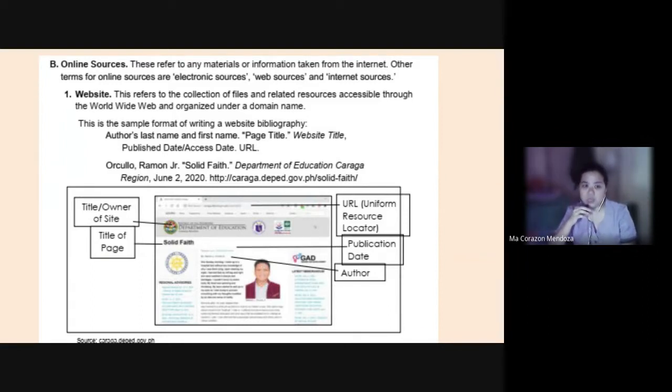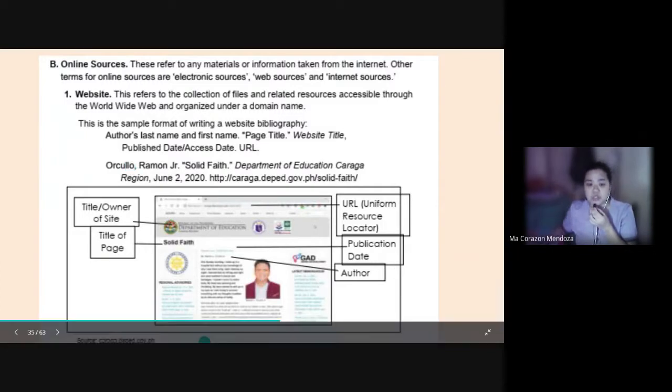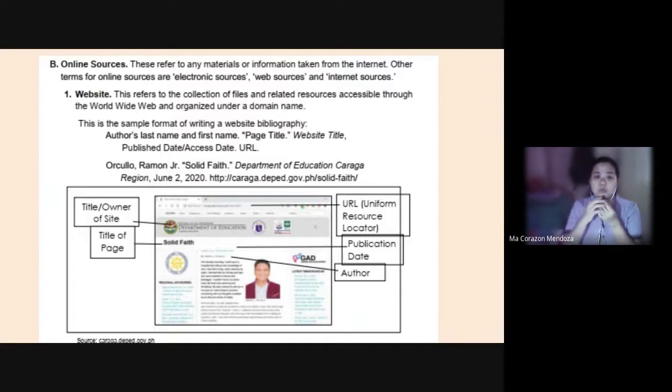B, online sources. These refer to any materials or information taken from the internet. So other terms for online sources are electronic sources, web sources, and internet sources. So one, website. This refers to the collection of files and related resources accessible through the World Wide Web or the triple W and organized under a domain name.